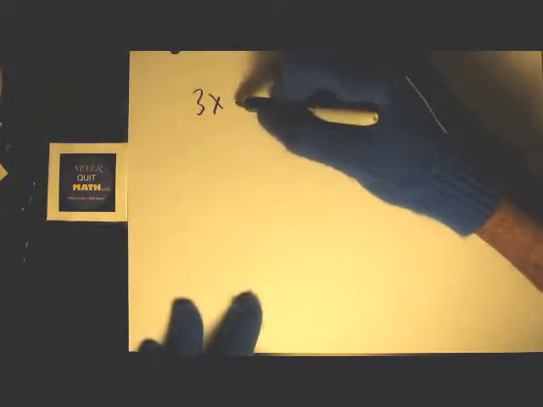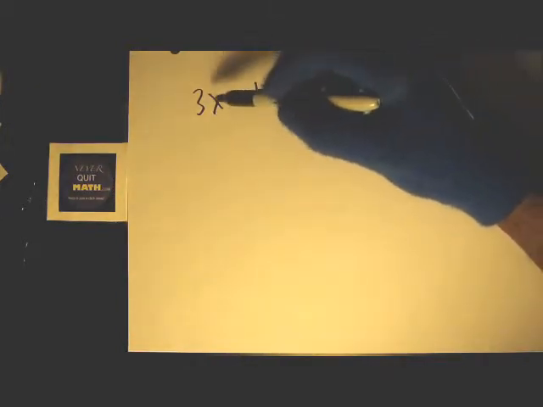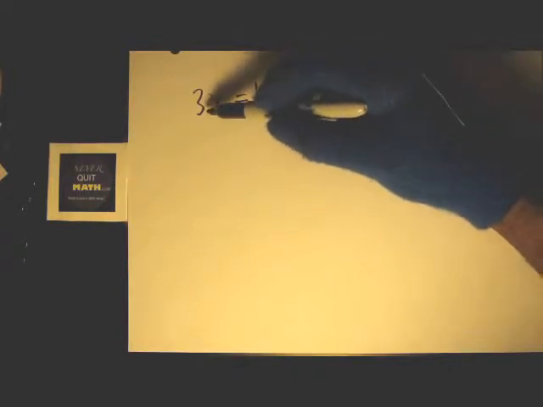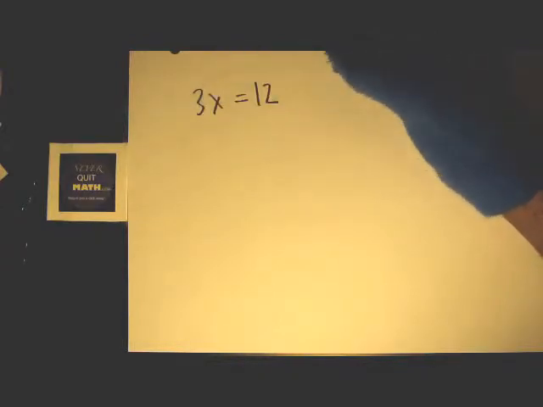3x is equal to 12. Looking at this question, we're thinking in our heads, okay, 3x is equal to 12. We can easily guess the answer. But let's do it as if there were huge numbers here and we could not guess the answer. What steps would we take then? Steps are pretty simple.